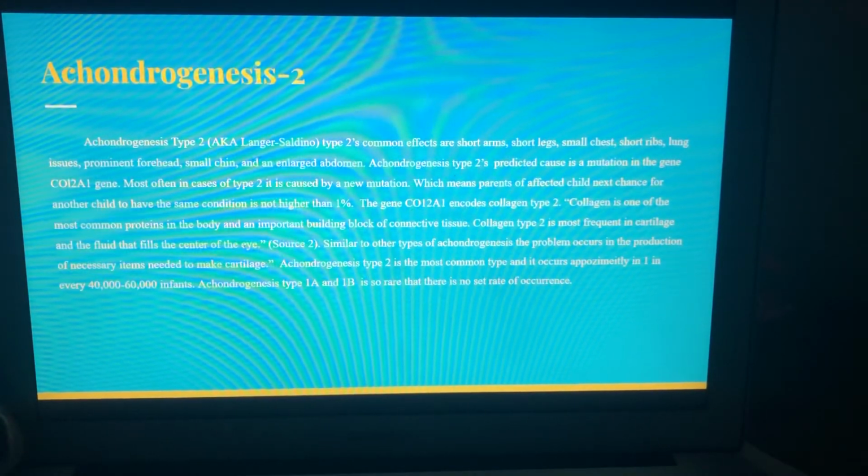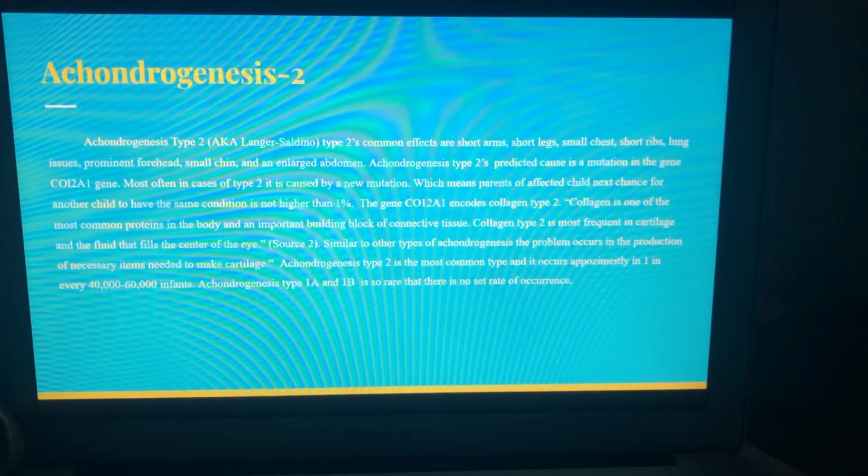Achondrogenesis type 2, also known as Langer-Saldino type, has common effects of short arms, short legs, a small chest, short ribs, lung issues, a prominent forehead, a small chin, and an enlarged abdomen. Its predicted cause is a mutation in the COL2A1 gene.